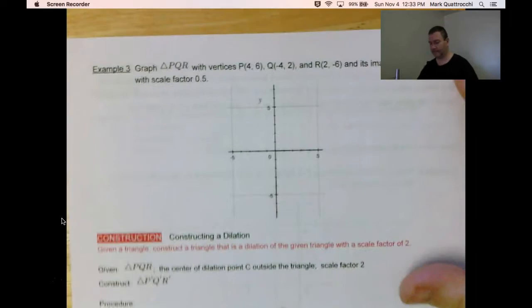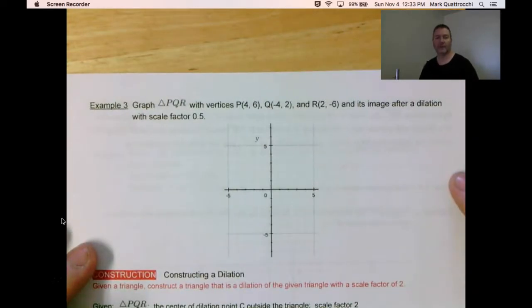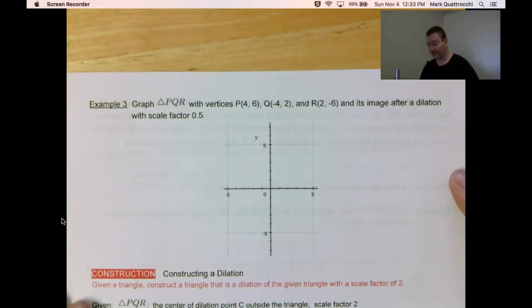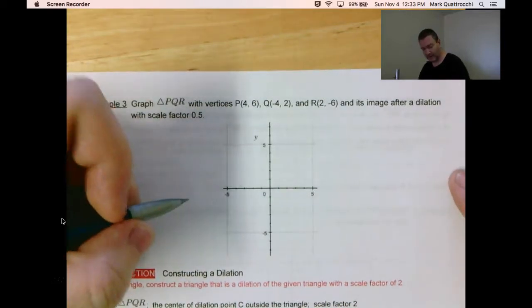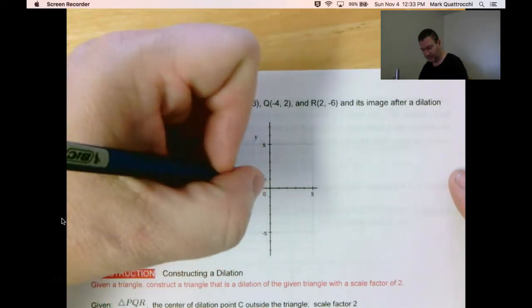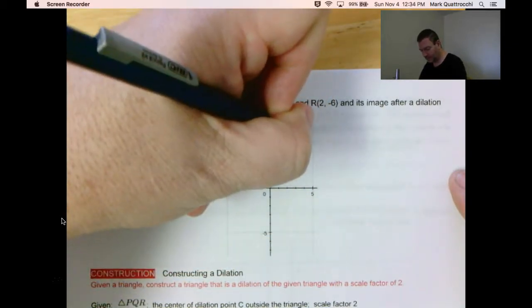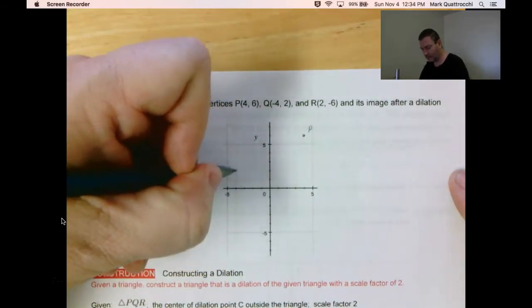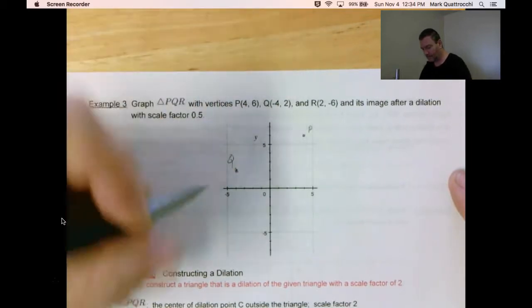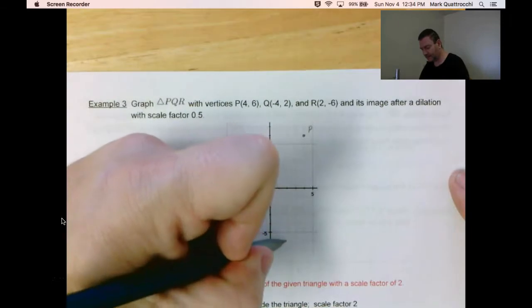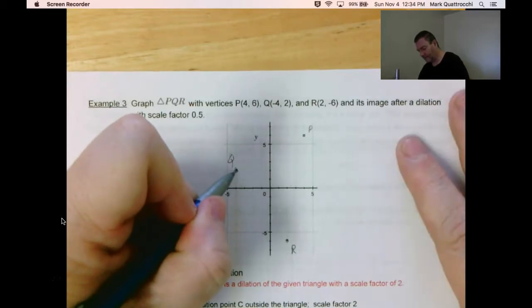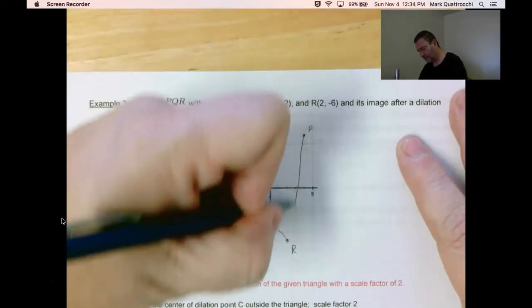Example 3, similar. We have triangle PQR again. We have vertices P, Q, and R given. And we're going to do the image after a dilation of scale factor of 0.5. So let me draw PQR again. Different PQR. So this time we have P is at 4, 6. Here's P. Q is at -4, 2. Here's Q. R is at 2, -6. Here's R. So this is triangle PQR.